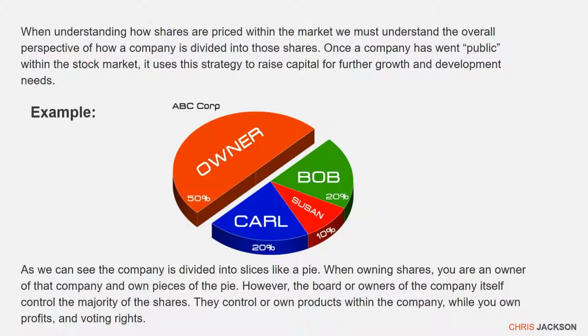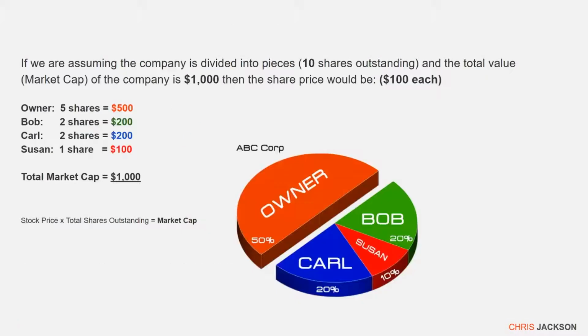When owning shares, you are an owner of that company and own pieces of the pie. However, the board or owners of the company itself control the majority of the shares. They control or own things within the company, such as the chairs, all the management, all the overhead. Basically, we own profits and voting rights. We don't own anything else. That's all we own: the profits and voting rights. None of the other stuff matters.